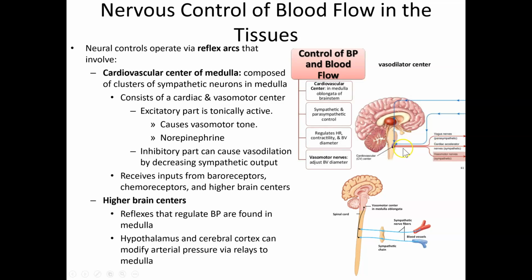Our cardiovascular center is also going to receive inputs from our baroreceptors, our chemoreceptors, and higher brain centers. So what do those higher brain centers do for us? They're going to send reflexes that are going to regulate our blood pressure found in the medulla, and our hypothalamus, which is found right over here, and our cerebral cortex at the periphery of the brain. It can modify arterial pressure via relays to the medulla.